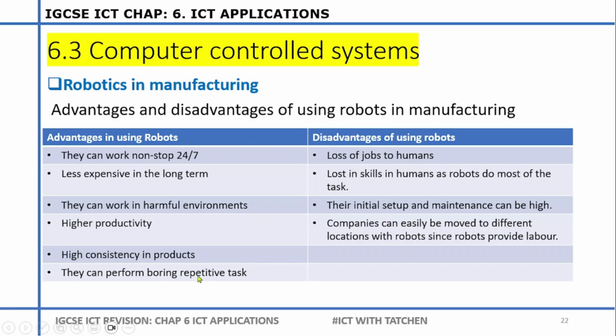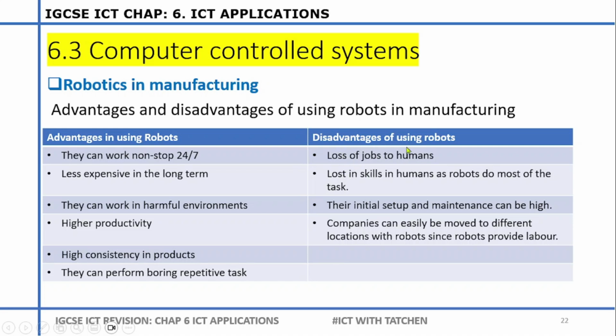They can perform boring, repetitive tasks. Yeah, this is usually a problem with human beings. It's boring. Human beings cannot work for long hours. They cannot go to harmful environments. That's why you see many companies adopting robots to do jobs for them. But it's a new way of things.